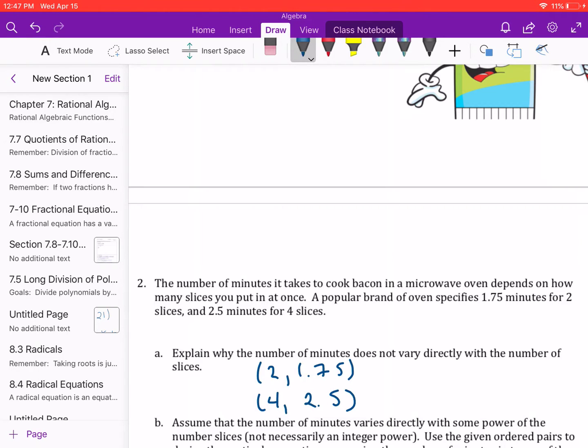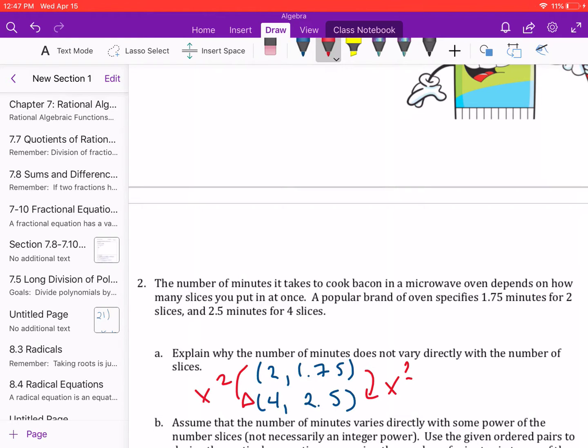So the number of minutes it takes to cook bacon in a microwave often depends on how many slices you put in at once. A popular brand of oven specifies 1.75 minutes for 2 slices and 2.5 minutes for 4 slices. So we have two points. Let's write those down to answer this next question. And the first xy ordered pair we have, 2 slices takes 1.75 minutes, and 4 slices takes 2.5.